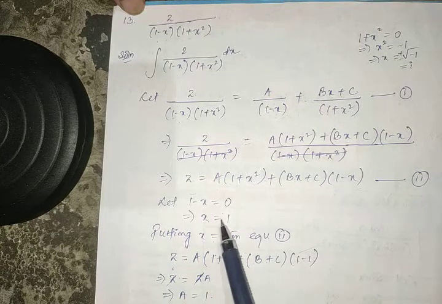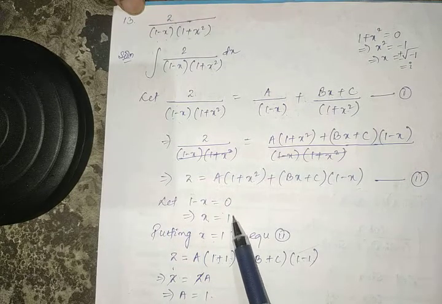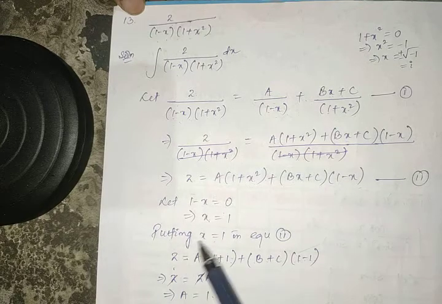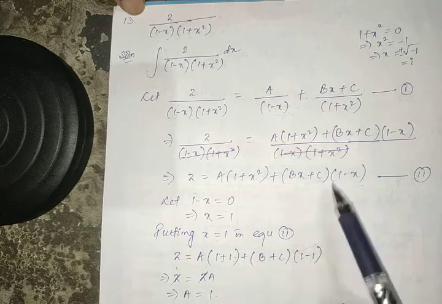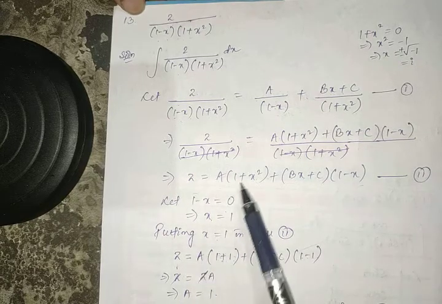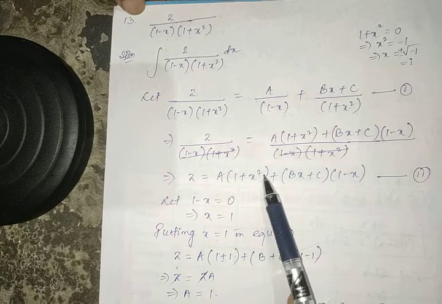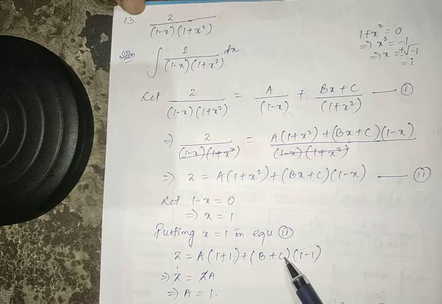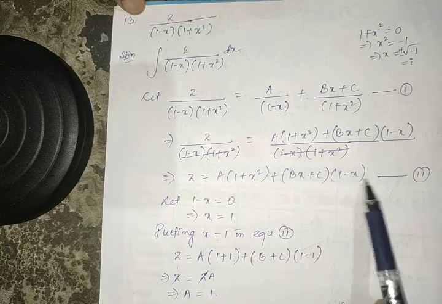So we got the value of x equal to 1. Now we'll put this value in equation 2. Putting x equal to 1 in equation 2, we'll get 2 equal to a into (1 plus 1 square, that is 1 plus 1), plus (b plus c) into (1 minus 1).